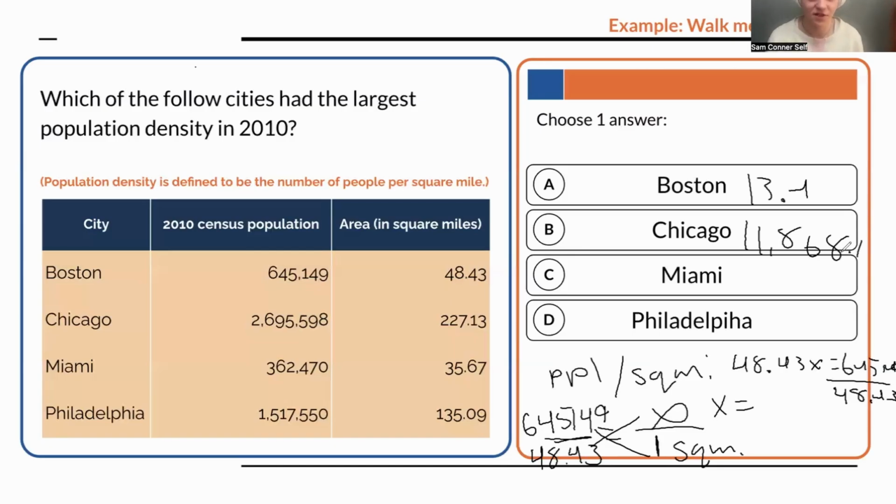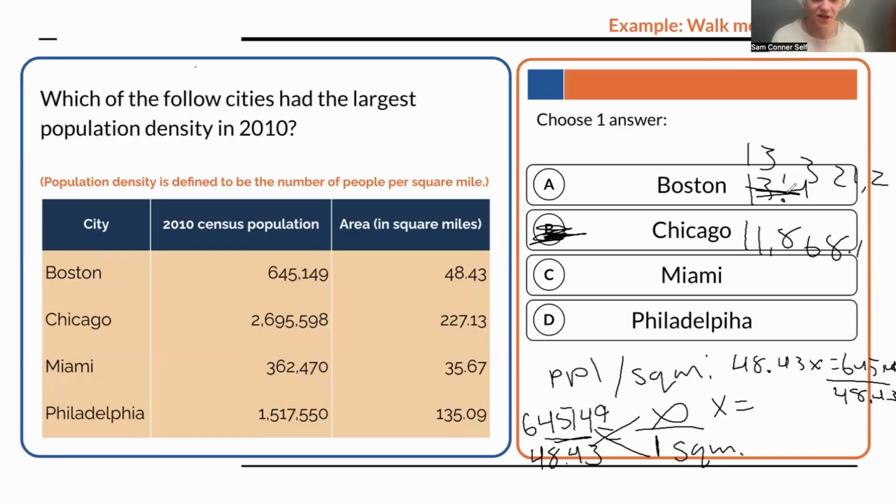Okay, so I did Boston wrong. Boston is going to be 645.49 divided by 48.43. Okay, yep. So Boston is going to be 13,321.2. All right, so we know it can't be B because Boston is greater than Chicago.